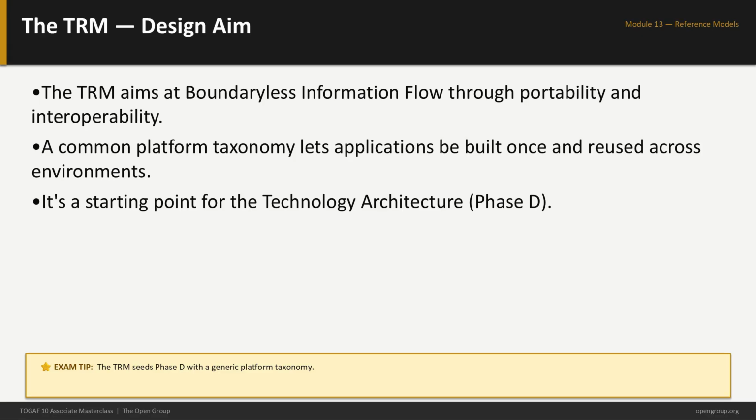Let's connect the TRM to its bigger purpose. Ultimately, the TRM aims at boundaryless information flow, the Open Group's overarching vision achieved through portability and interoperability. By providing a common platform taxonomy, it lets applications be built once and reused across many environments, instead of being rebuilt for each. And practically, within the ADM, the TRM serves as a starting point for the technology architecture in Phase D. So remember that link, the TRM seeds Phase D with a generic platform taxonomy. When you're developing your technology architecture, the TRM is the off-the-shelf taxonomy you start from and then tailor.